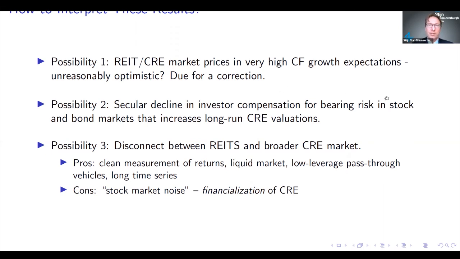A second possibility is that I've simply mismeasured risk in general, right? And so the secular decline in investor compensation for bearing risk in stock and bond markets may be much larger than what my model implies, and that too would increase commercial real estate valuations without the need for such high cash flow growth expectations. A third possibility is that there may be a disconnect between the REIT market and the broader commercial real estate market. And this could be, for example, because the REIT market is contaminated by stock market noise coming from investors that are not real estate experts, but are just valuing stocks as if they were technology companies or energy firms.